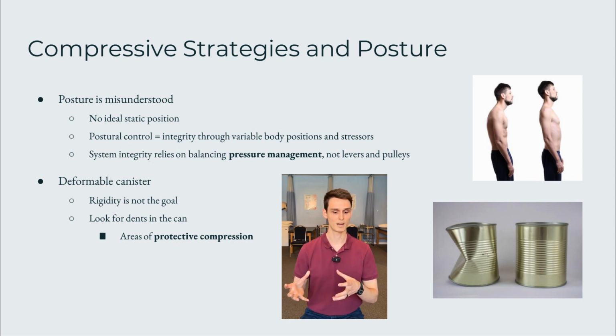I think it's helpful for posture to think more about a canister, not like a rigid, hard aluminum can, but more of a deformable, soft can. If you think of somebody's trunk as a canister, and you look for areas that are dented, those tend to be the areas where they're having more compression happening in their body. Somebody in more of a slouched posture, you could call that compression on the front of their body. Or somebody with an overly up tall and arched posture might have more compression on the back of their body.